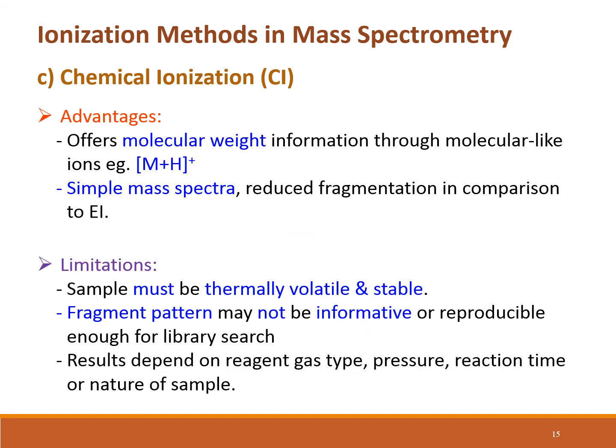The advantages of chemical ionization are that it offers molecular weight information through a molecular-like ion, for example M plus H positive, and a simple mass spectra with reduced fragmentation in comparison to EI. The limitations: the sample must be thermally volatile and stable. The fragment pattern may not be informative or reproducible enough for library search. So results depend on reagent gas type, pressure, reaction time, and the nature of the sample.